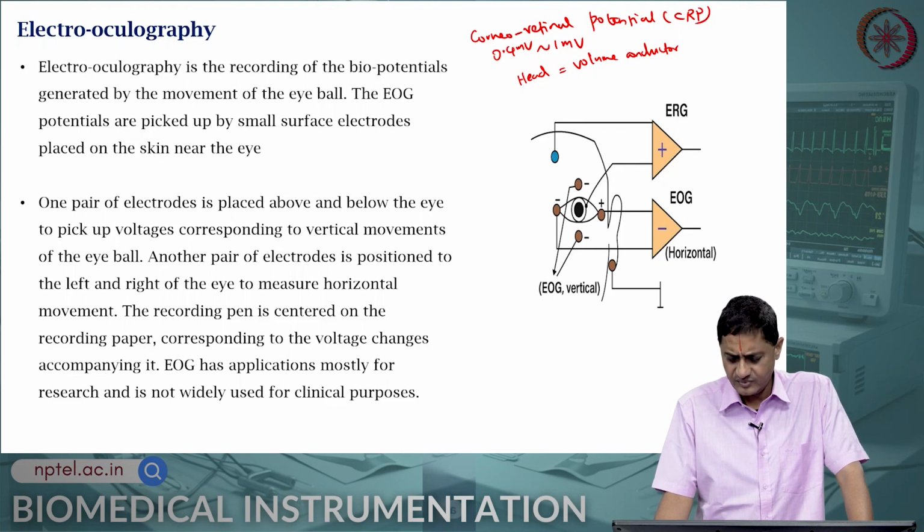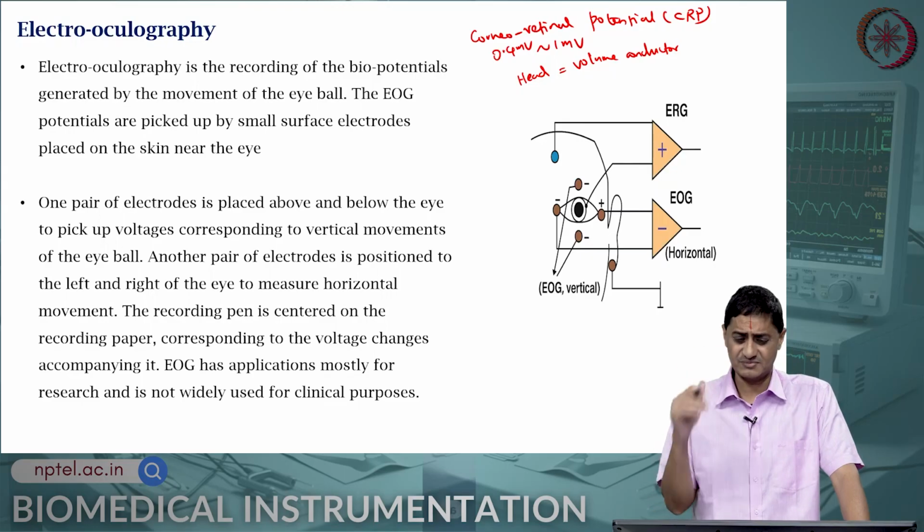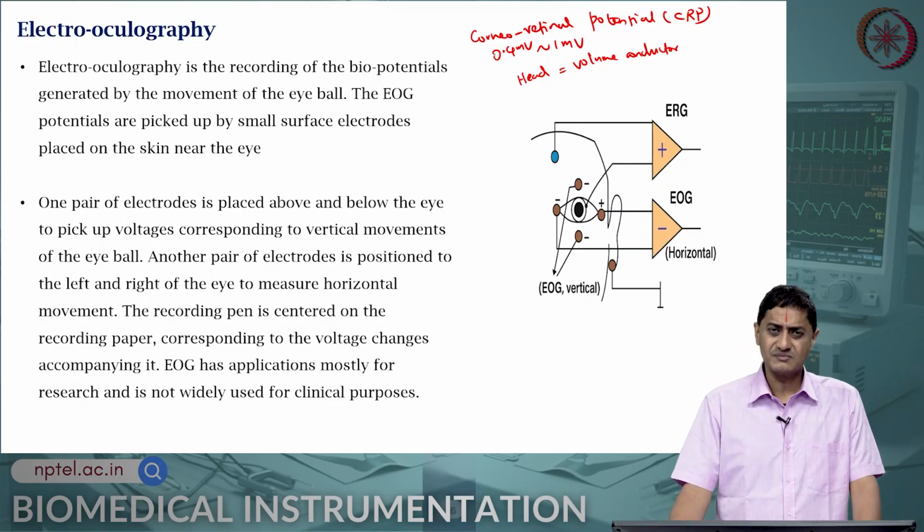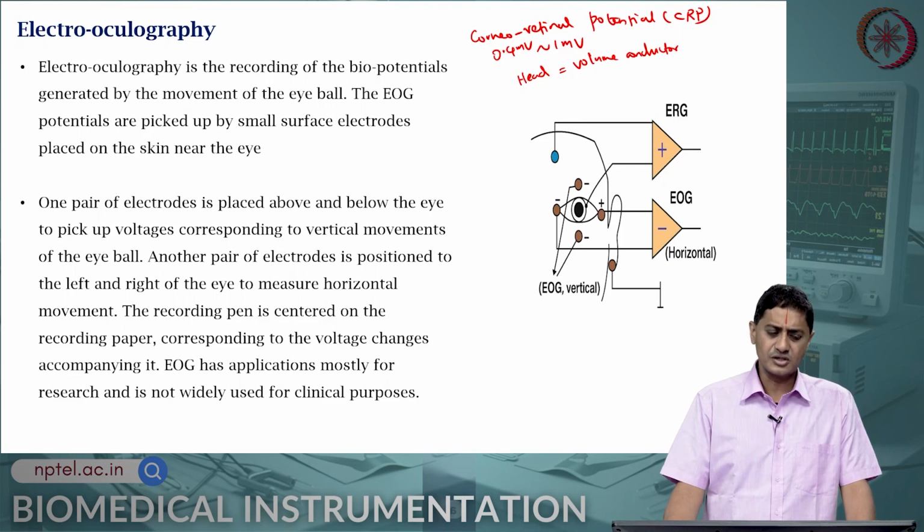Now, how is this corneoretinal potential maintained? Because of specific active mechanisms such as the potassium pump and the chloride pump, and a combination of several other active mechanisms such as the sodium potassium pump that we discussed previously. There are other such active mechanisms that maintain this corneoretinal potential.